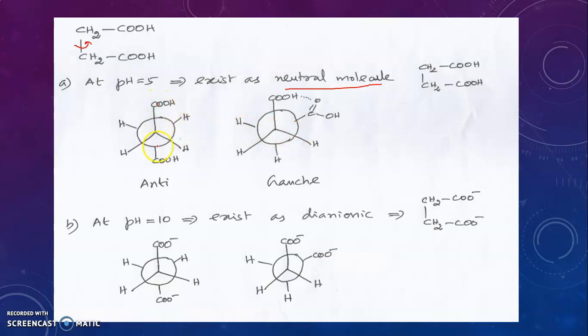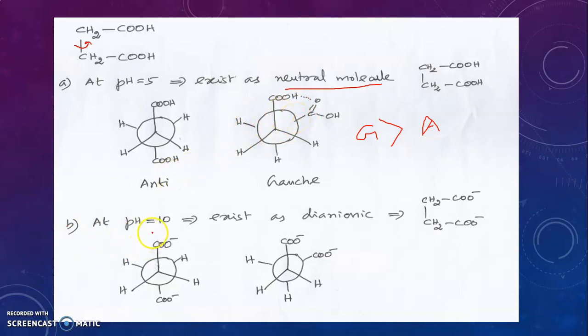But among the two, which is more stable? Listen, here the two groups are far away. There is no interaction between these two groups. So people expect that this should be more stable compared to this. But in the gauche conformation, due to intramolecular hydrogen bonding between this acid group and this acid group, this conformation becomes more stable over anti. So among these two, gauche is more stable over anti. The reason is intramolecular hydrogen bonding.